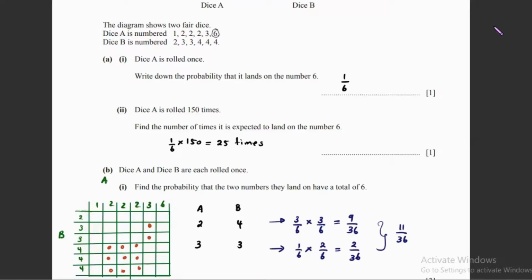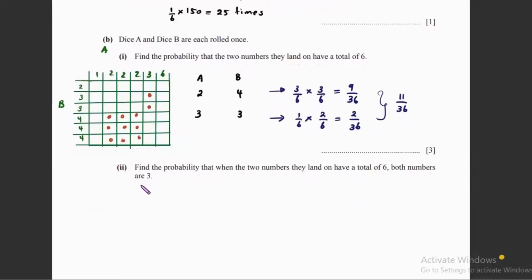Let's move on to the next one. The next part of the question is where we are supposed to find the probability that when the two numbers they land on have a total of 6, at the same time, both numbers are 3. So here there is a condition. We call this conditional probability. Out of the outcomes that we have here, only these we need to consider. So the total outcomes are 11. Out of 11, both numbers are 3. In that case, 3 and 3, the probability was 2 out of 36. So out of 11, it will be 2.